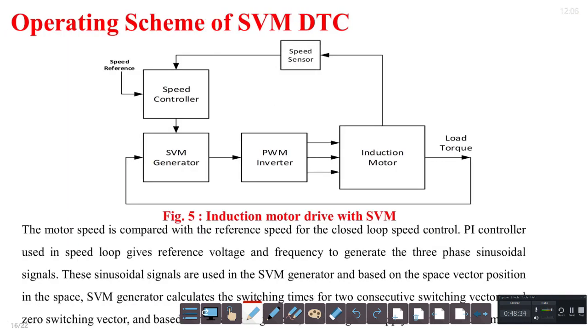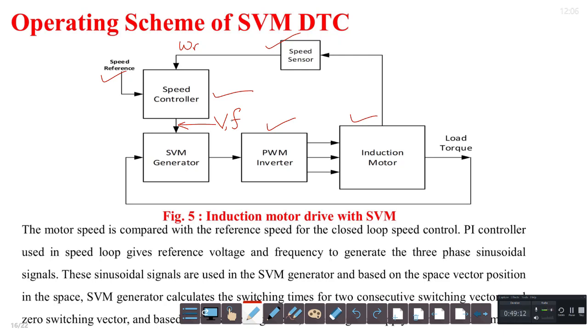Now, the operating scheme of the space vector modulation DTC. First of all, the PWM inverter is feeding the 3-phase induction motor, and from the motor we have a speed sensor, and we take the actual speed feedback from the speed sensor. Then we have a reference speed and a speed controller that compares the speed reference with the actual speed and implements the controller, and from the speed controller output we generate the voltage and frequency to give the desired speed.